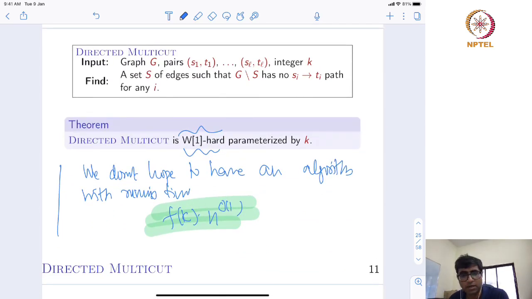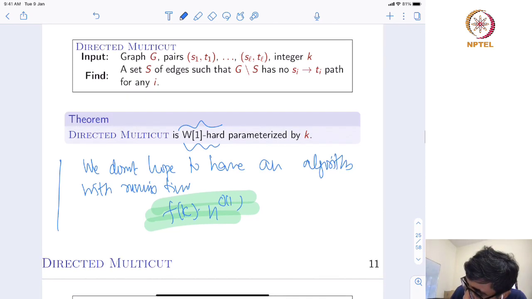What about directed multi-cut? So what is a directed multi-cut? Again, it's like an undirected multi-cut. You are given a directed graph G, you are given request pairs S1, T1 through SL, TL, and an integer K, and you need to delete a set of edges S so that G minus S has no Si-Ti path for any i. If you notice, this also generalizes directed multi-way cut, because for a set T, you write all possible unordered pairs as request pairs, and that is an instance of directed multi-cut, and then you are done.